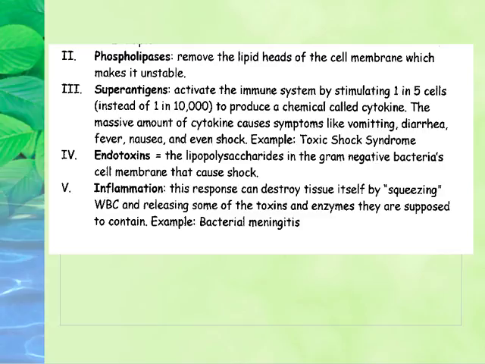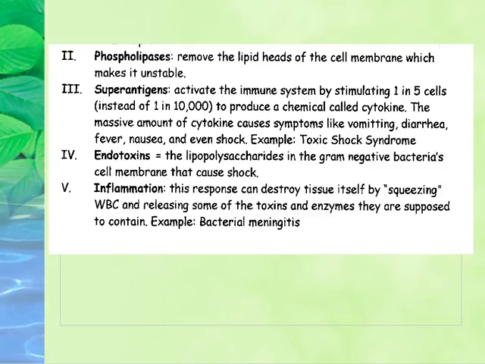Some pathogens have what's called phospholipase, an enzyme that literally rips those lipid heads off of the cell membrane, which makes the cell unstable. Some are called superantigens, super foreign material that activate the immune system by stimulating 1 in 5 cells instead of 1 in 10,000 to produce a chemical called cytokine. And cytokine causes symptoms like vomiting and diarrhea, fever, nausea, and even shock. So the major example there would be toxic shock syndrome.